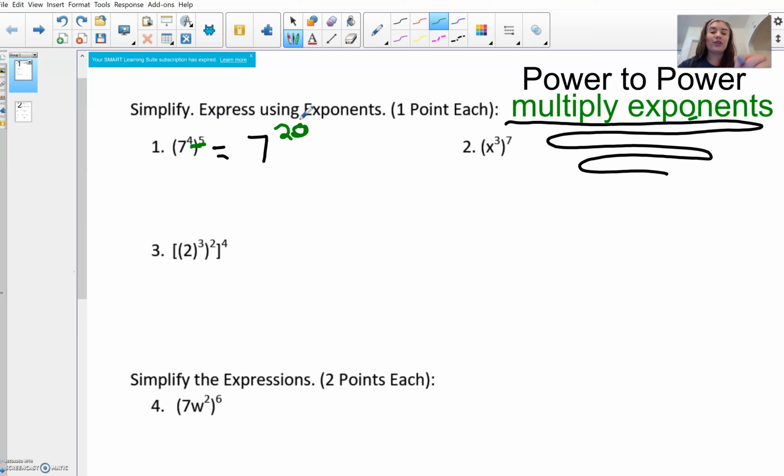We're going to do the same thing with number 2. We're going to take our base x, and we're going to multiply our exponents. That's 3 times 7, and that is 21. So we have x to the 21st power.